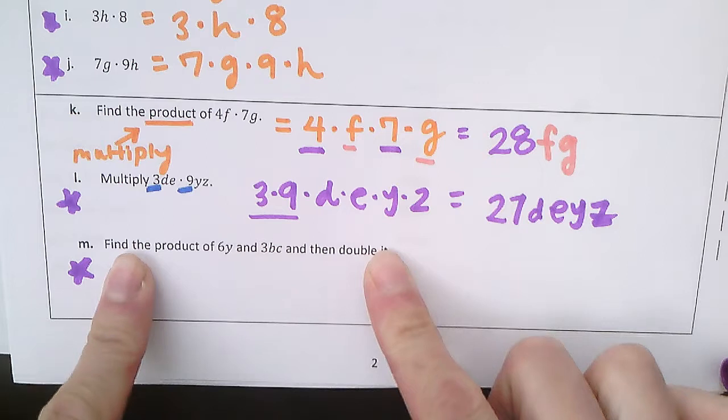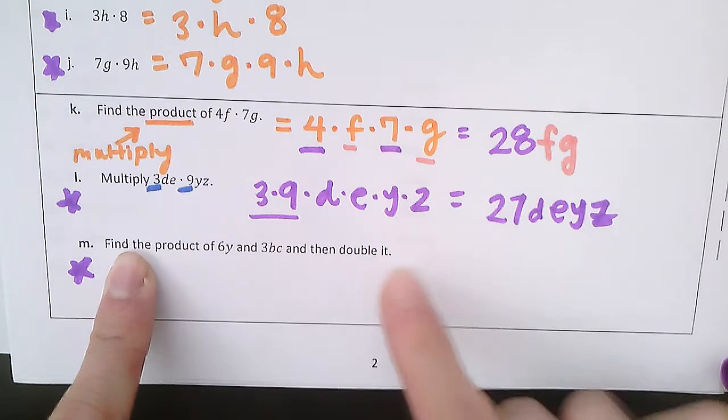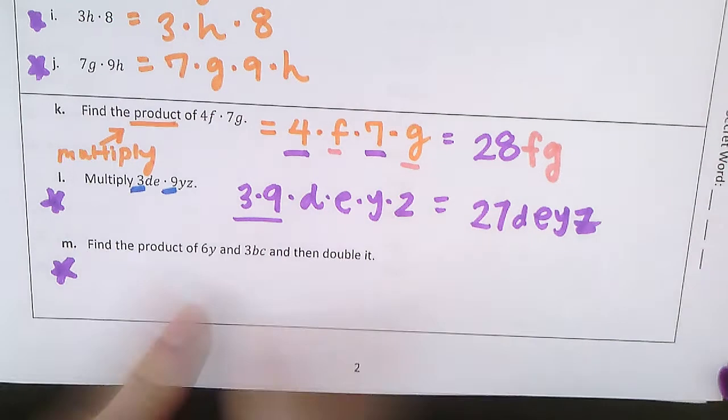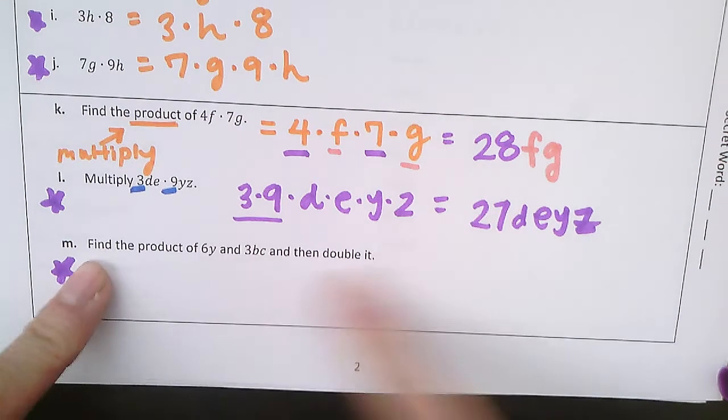And this very last one, I'm not going to give it to you because I want to see what you can do on your own. So when I check for your secret word, I'm also going to see, did you try this one on your own? And I'm going to check your work.